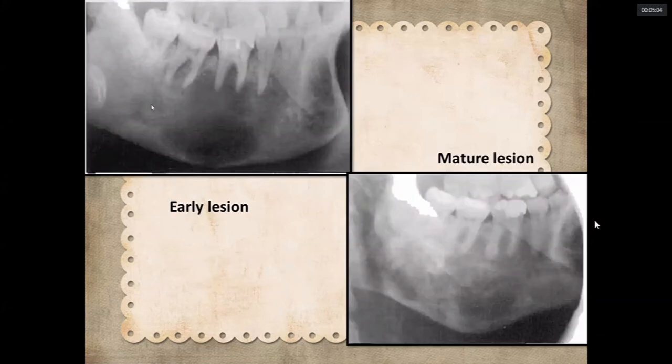So here in these pictures, you can see there's the presence of fibrous dysplasia on the posterior aspect of the mandible. This is the early lesion, which is radiographically seen as the radiolucency. Whereas this lesion is more matured, and you can see the radiopacity. Depending upon the stage of the lesion, the radiographic picture of the internal structure could be either radiolucent or mixed or radiopaque.